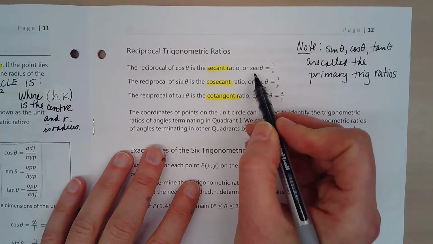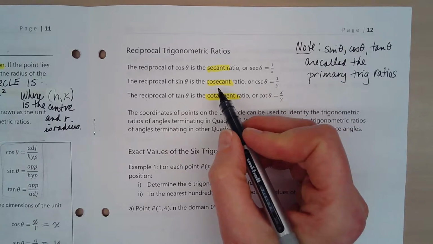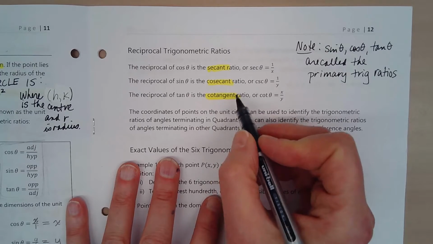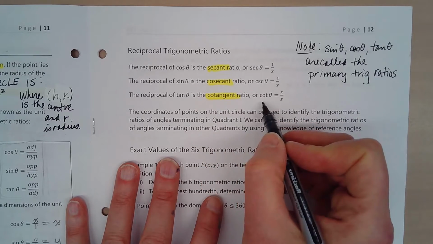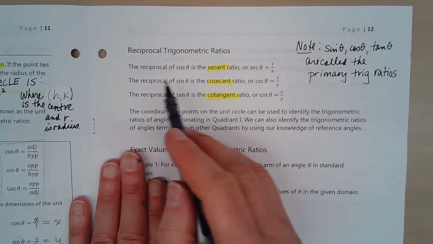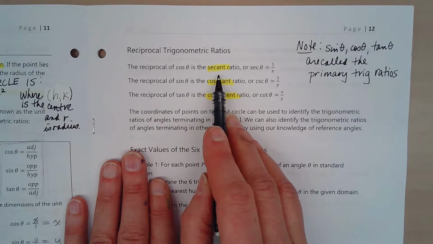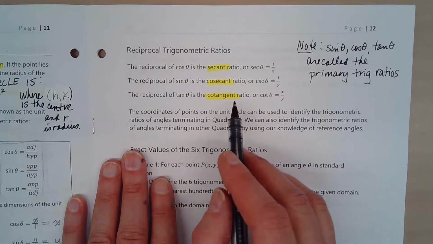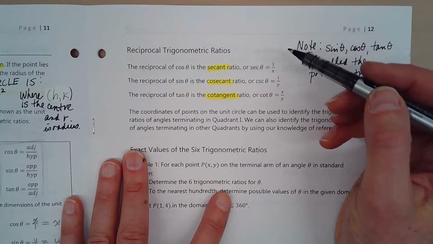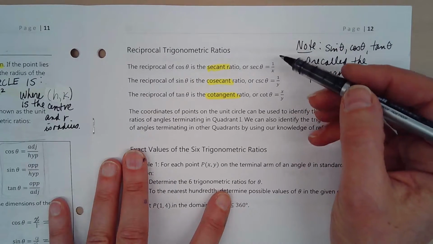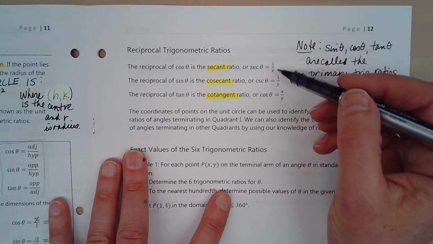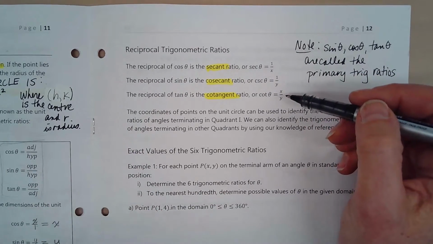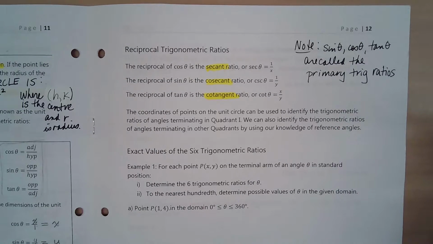So secant is shortened to SEC. Cosecant is CSC. And cotan is just COT, okay? So cos and secant are reciprocals. Sine and cosecant are reciprocals, and tan and cotan. Meaning that secant, in this case, is 1 over x, right? Cosecant would be 1 over y, and cotan is x over y instead of y over x.